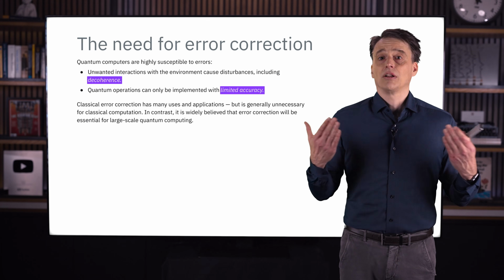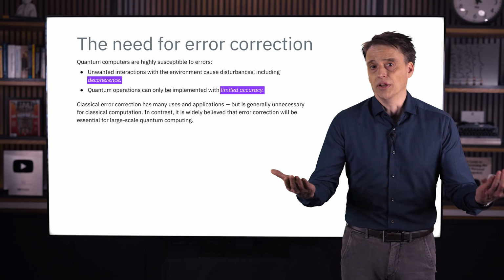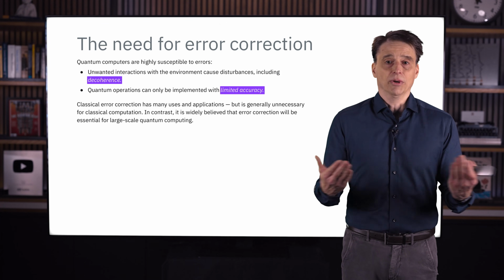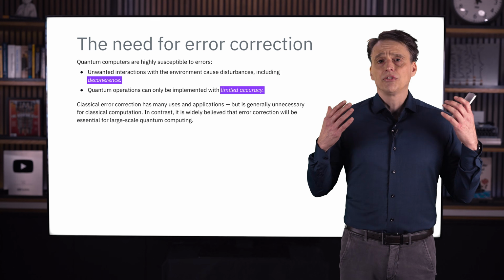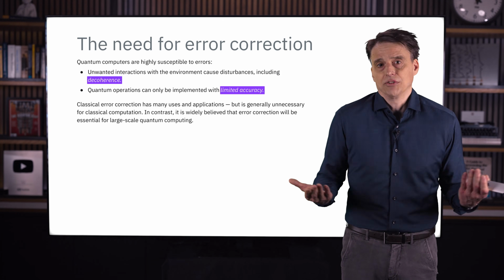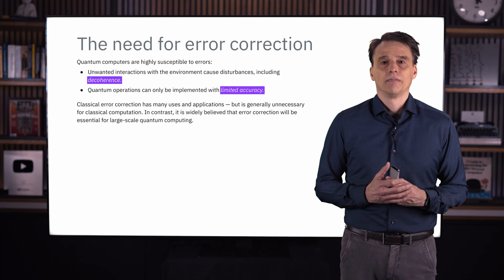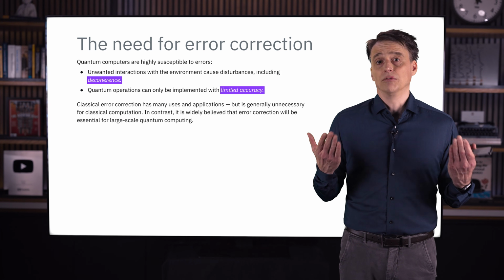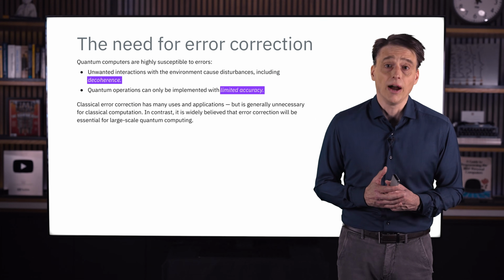People have been studying classical error correcting codes for close to a century, and these codes have many applications, including in information transmission and storage. But because classical computing components are so reliable, we don't actually need error correction to build classical computers. Now, it might be the case that error correction isn't actually needed to build reliable large-scale quantum computers either.